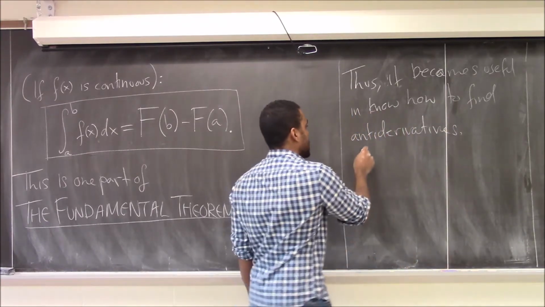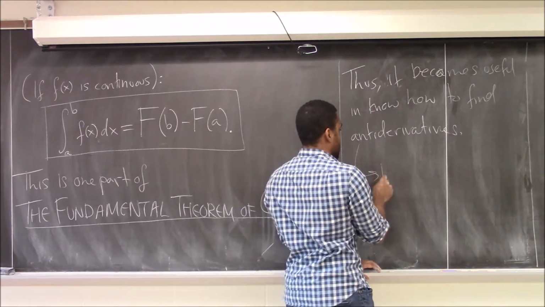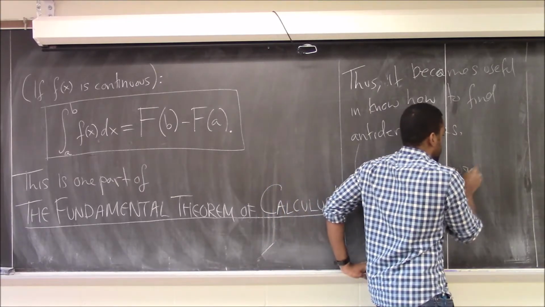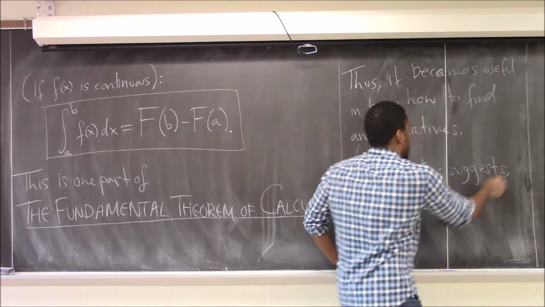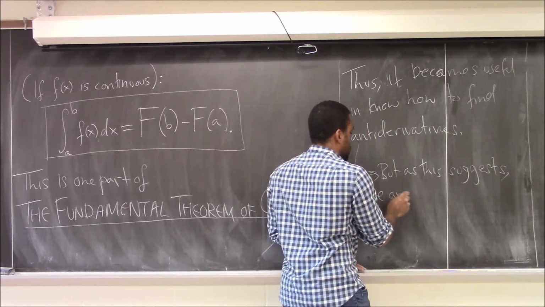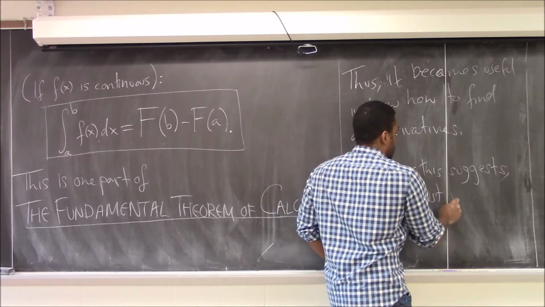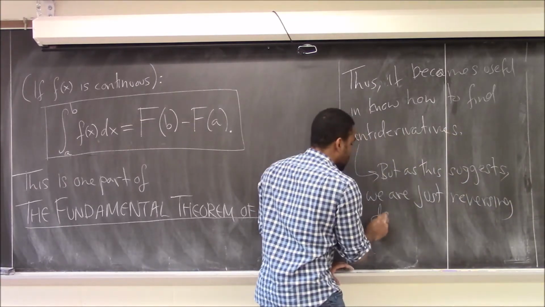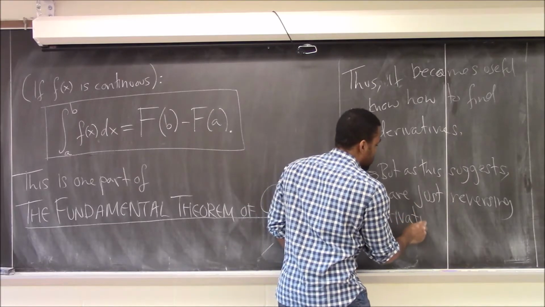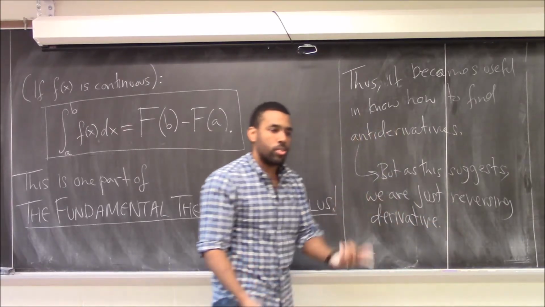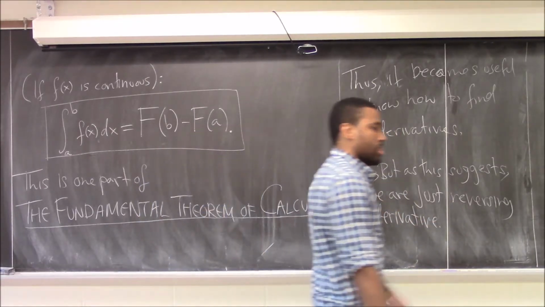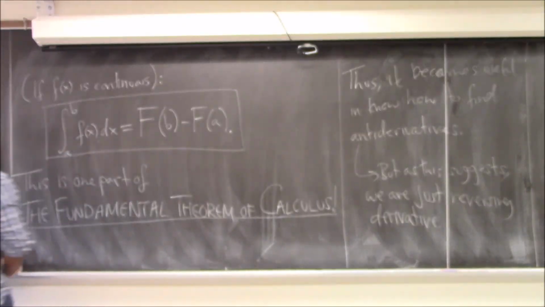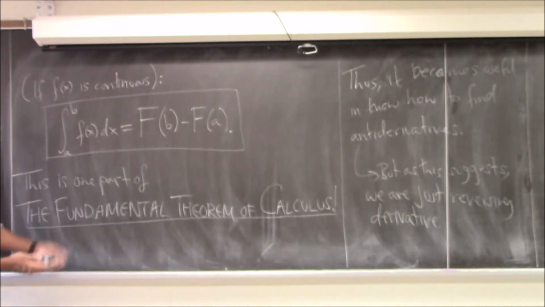But the name is as it suggests. We are just reversing derivatives. We're undoing a derivative. It's like if I tell you the derivative of a function, could you tell me the original function that I had before I took the derivative? That's kind of the goal. If you can find that, you can figure out the area under a curve. You can figure out many other applications, right?